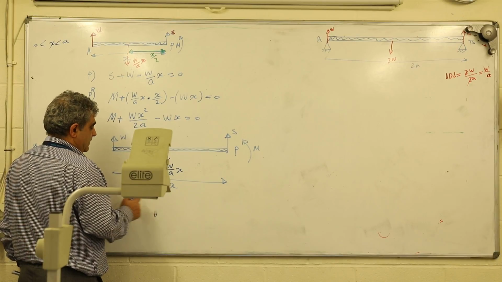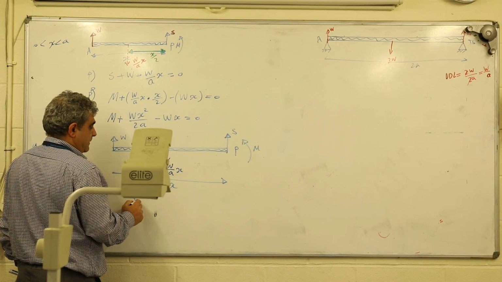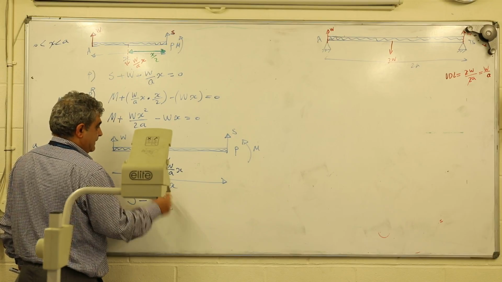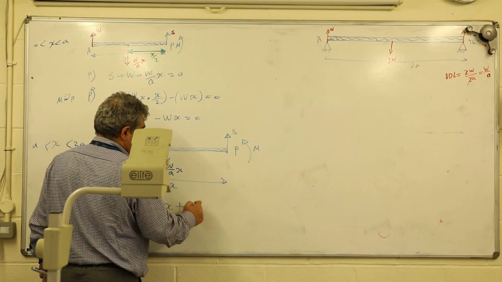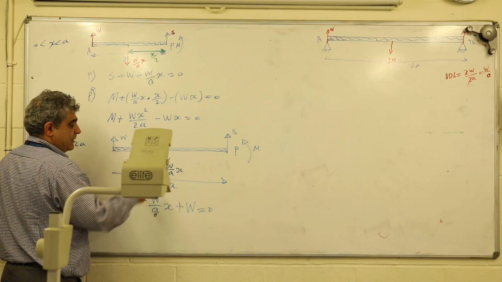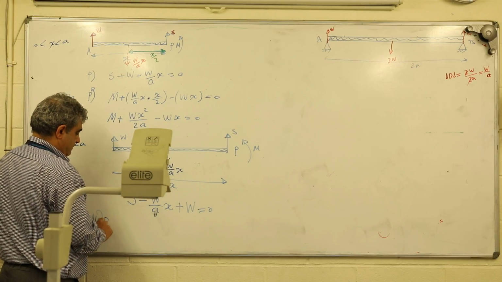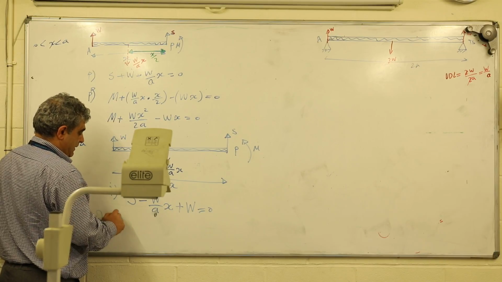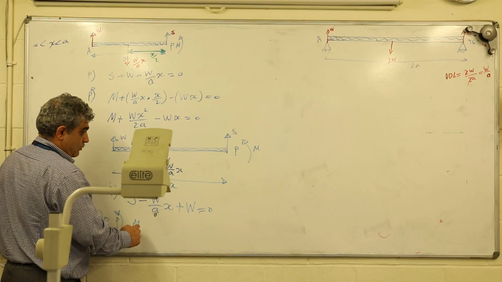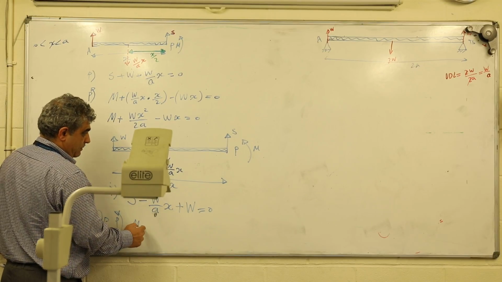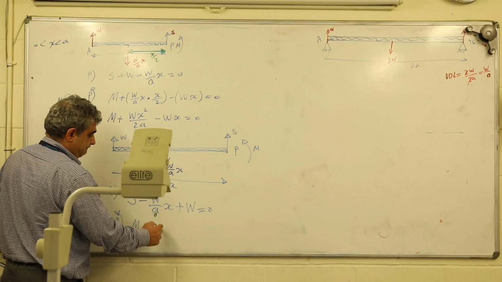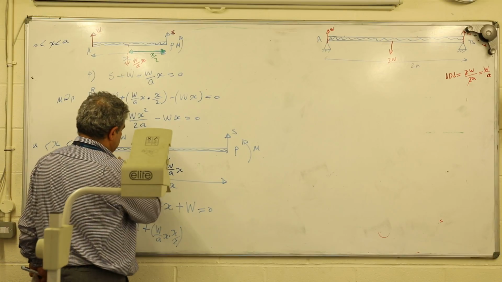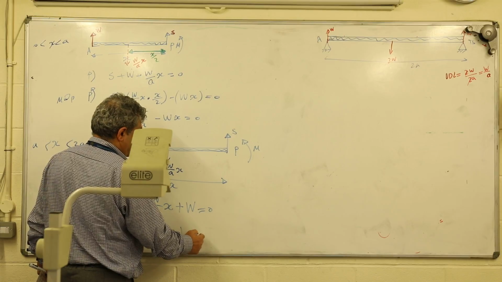And let's work it out. So this goes up, this goes down, this goes up. Moment about P. That's the shear force. That's the P moment. So at the P, there's a moment. This one would be in the same direction, times x divided by 2. This one minus w times x.